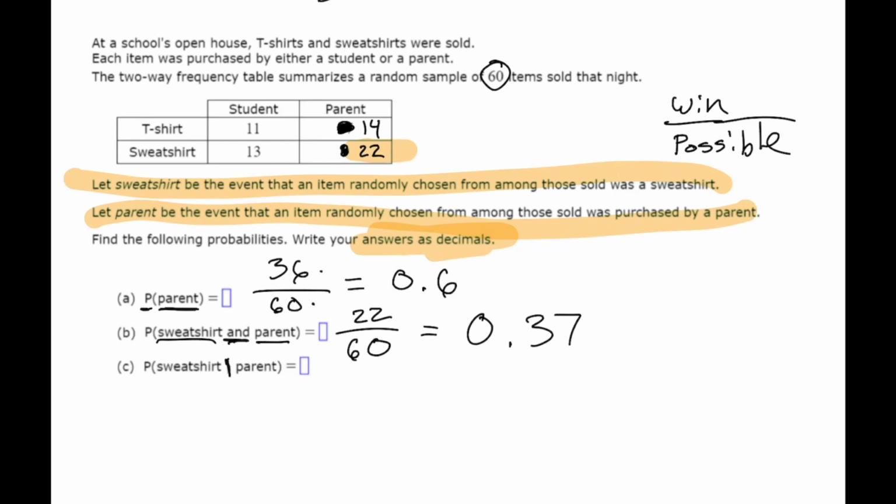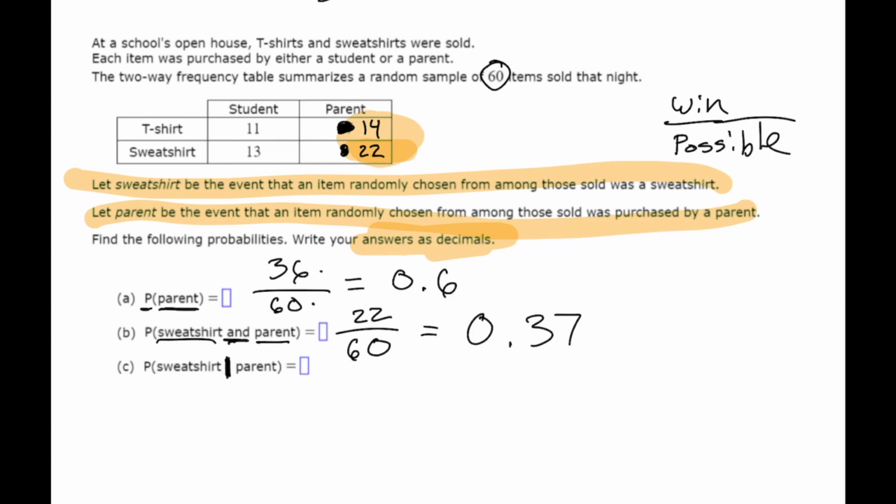The last one here, we have that up and down line again that I told you about last time. That means given. So we need to figure out the probability of selecting a sweatshirt that was bought by a parent. One more time. The probability of selecting a sweatshirt that was bought by a parent. Well, here were our parents. These were our parents up here. There were 14 and 22.